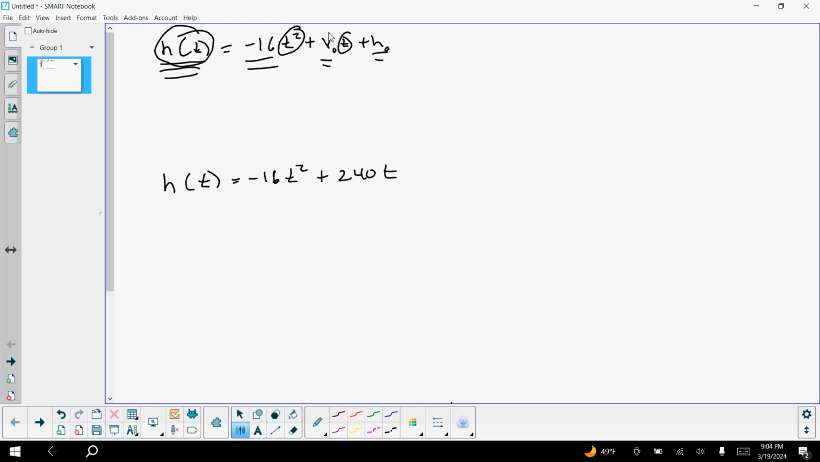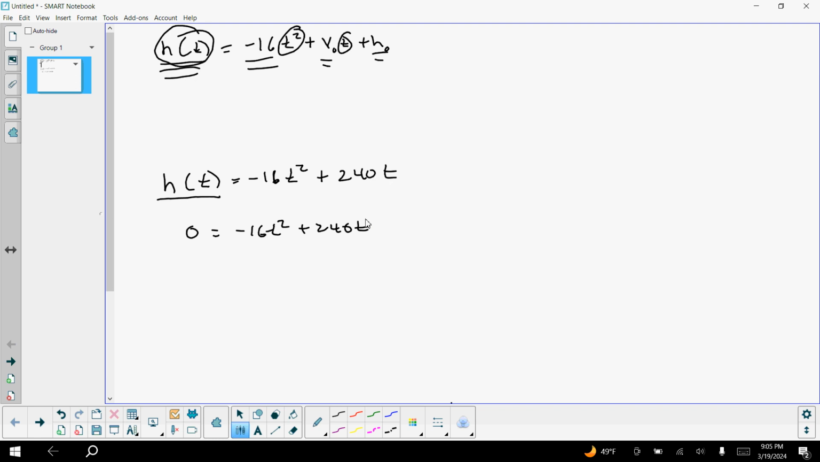Now, question 30. A rocket is being fired. The height of the rocket is modeled by this equation. The question is, how long is the rocket in the air? The rocket is not in the air when it's on the ground. h of t stands for the height above the ground, so 0 would be the height of the object when it's sitting on the ground. So I'm going to put in 0 for height and solve for t.